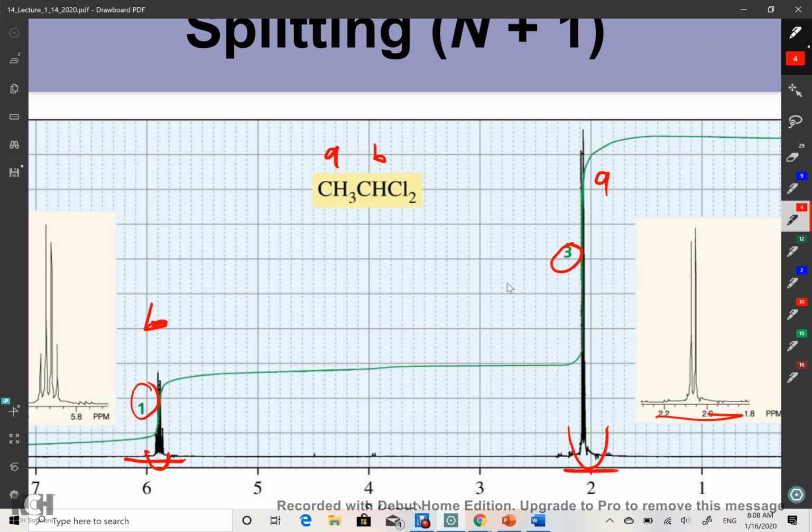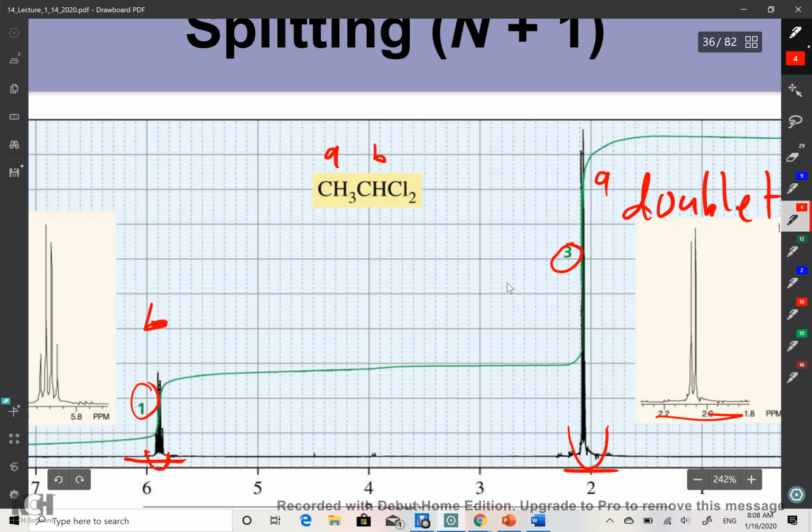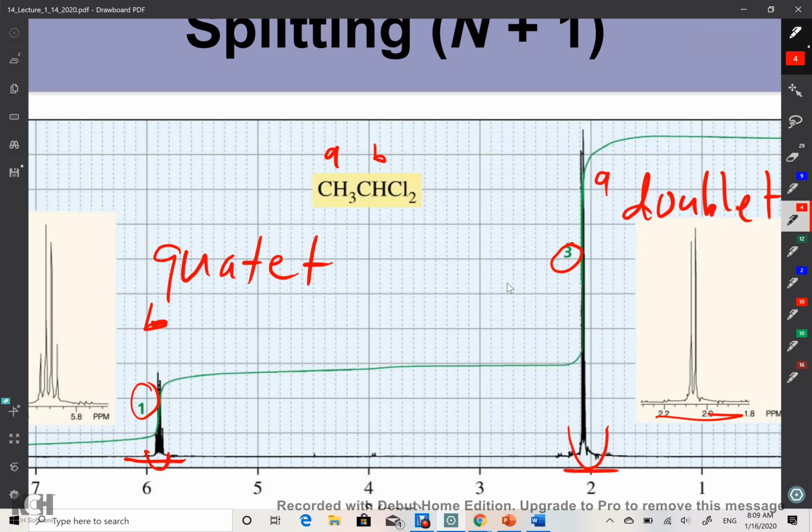Now, the new step, what we're introducing today, is the splitting pattern. Why is signal A a doublet? We refer to this as a doublet. And signal B, how many peaks are there? 4. So what name do you think we should give it? Maybe let's call it a quartet. So why is signal A a doublet and signal B a quartet?